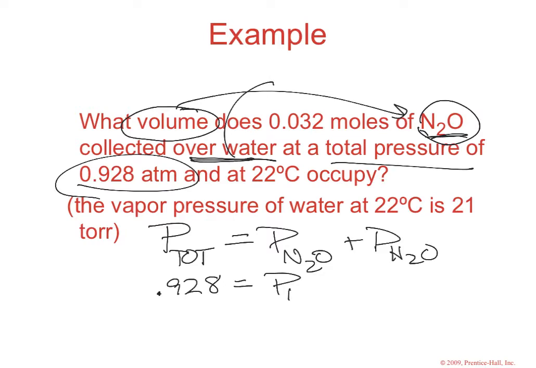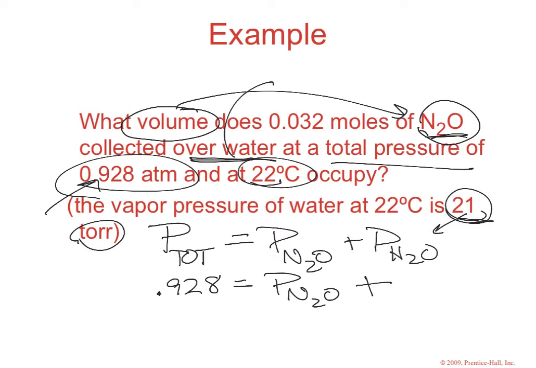We're trying to find the partial pressure of N2O, and the vapor pressure of water at the temperature at which we collected the gas is 21 torr. Double check your units, okay? Notice that the vapor pressure of water in this case is in torr, and the atmospheric pressure was one atmosphere. It doesn't really matter which unit you use. I'm going to switch them both to atmospheres because I know I'm going to use the ideal gas law, which is going to need atmospheres based on the R value I use.